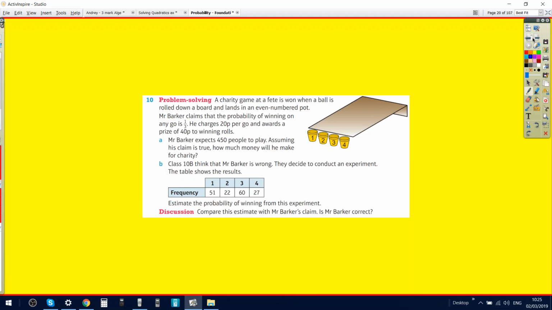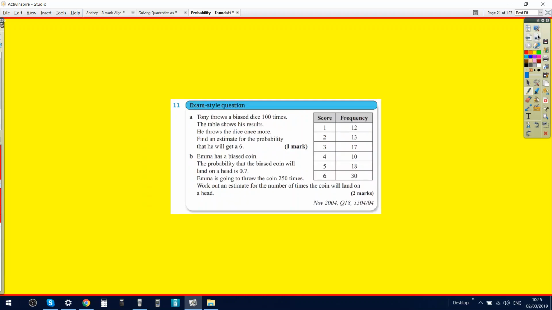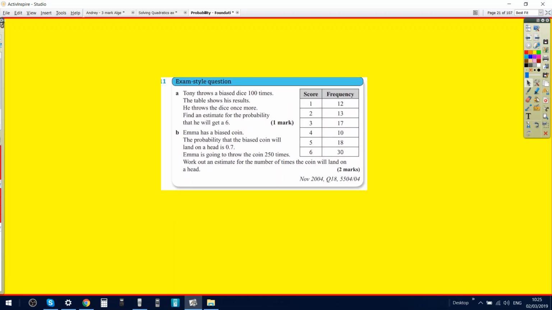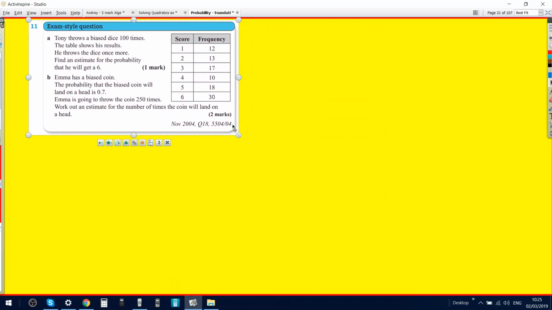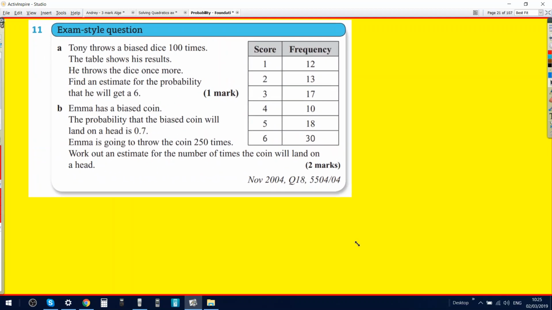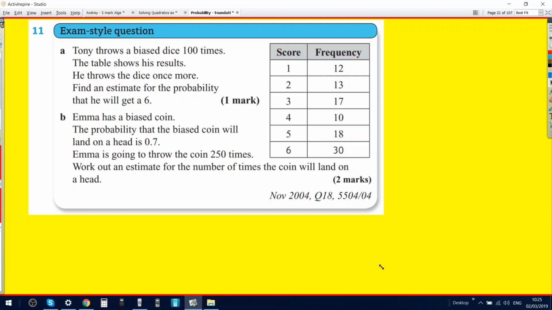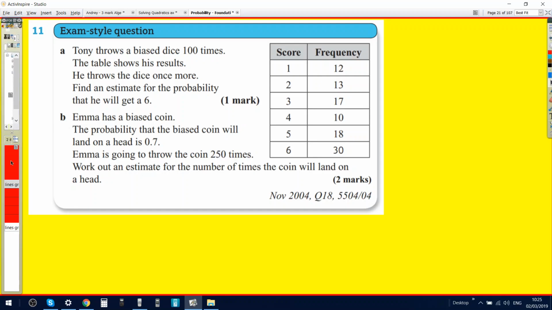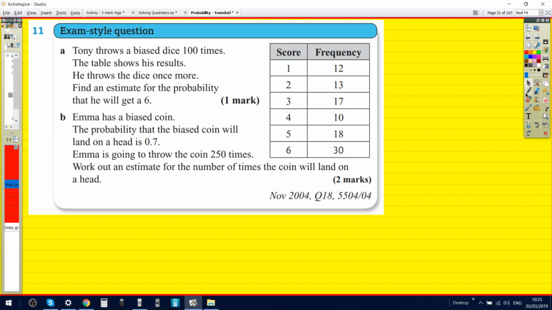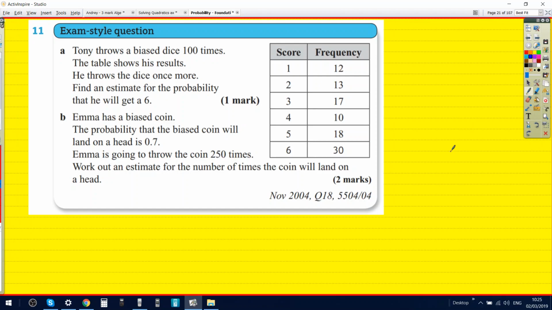This one, let me just see. I might just leave that. Okay, so let's do this exam question. Tony throws the biased dice 100 times. The table shows his results. He throws the dice once more and he gets a 6. So he throws it 100 times, and his frequency for a 6 would be 30 over 100? Yep.